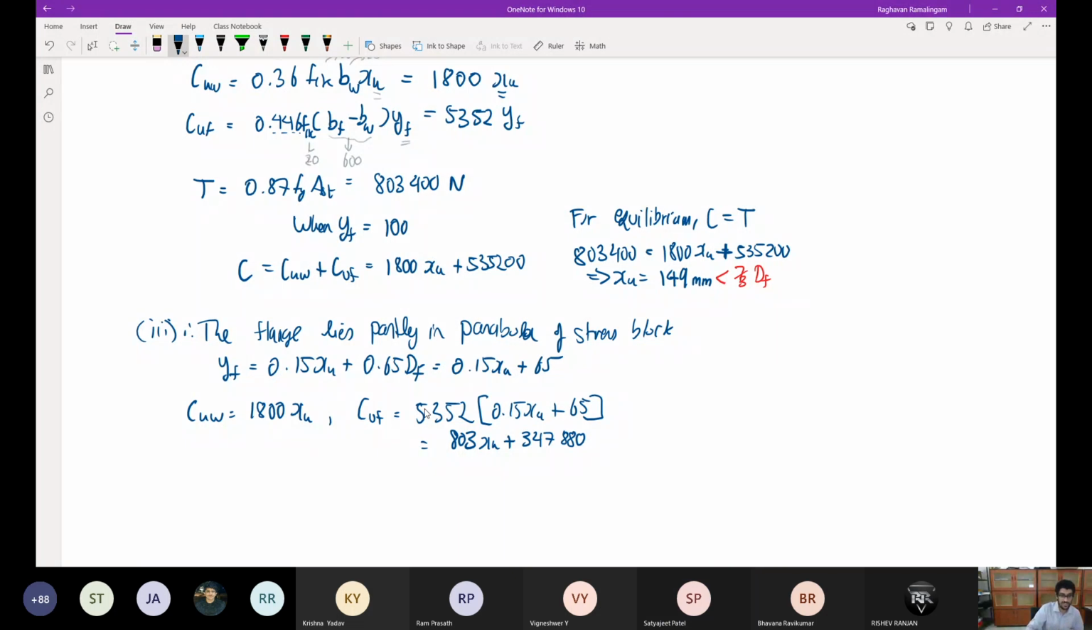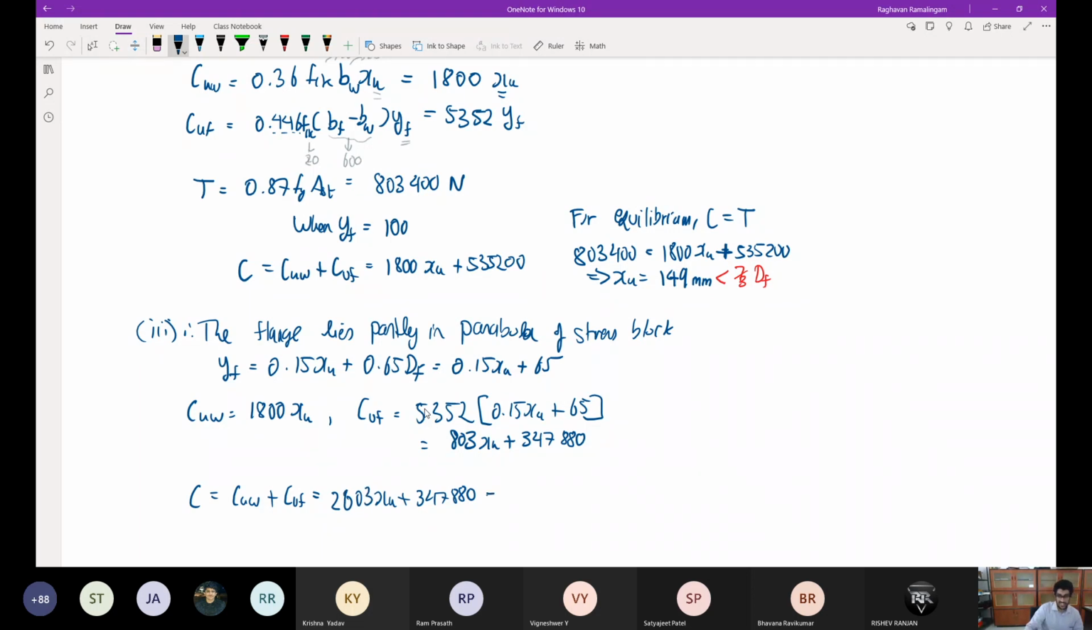Nothing much to do further except we are going to again apply equilibrium. So CUW plus CUF will be nothing but 1800 XU plus 803 XU plus 347,880. So what is 1800 plus 803? Just add these two, you get about 2603 XU.